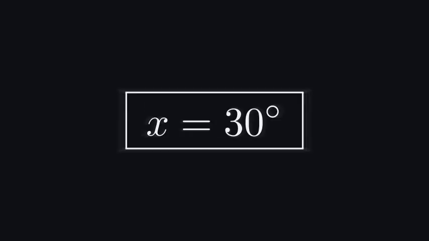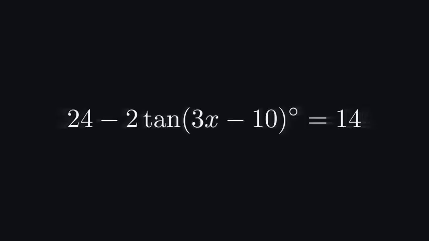Therefore, the value of x, correct to the nearest whole number, is 30 degrees. To summarize, we started with the given tangent equation. We isolated the tangent expression. Then we used inverse tangent and solved for x. This is the final answer.